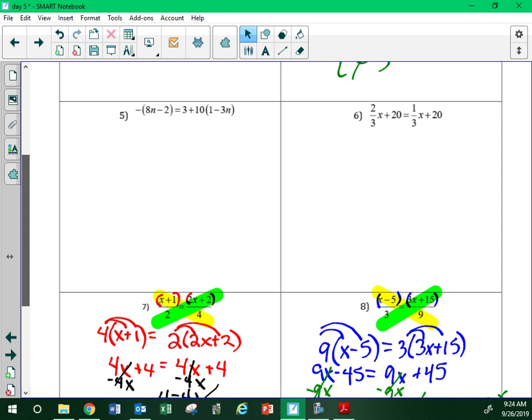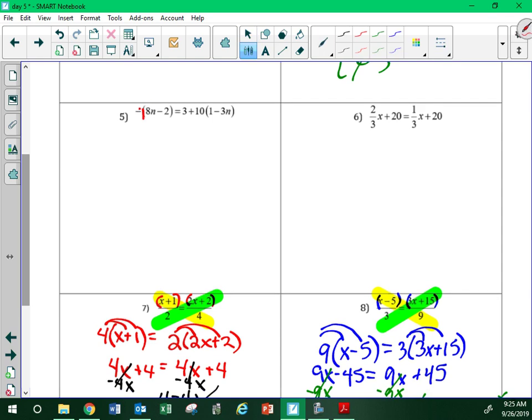Okay, number 5. What do we do with this negative sign in front? Yeah, we have to distribute that negative 1. So negative 1 times 8n is negative 8n. Negative 1 times negative 2 is positive 2. Good. And am I going to have 7 here? Is it 7 times that 13? You have to distribute first. Yeah, we have to distribute first.